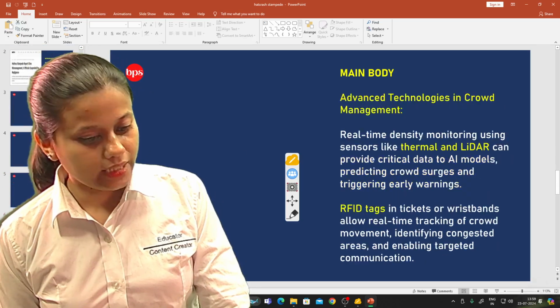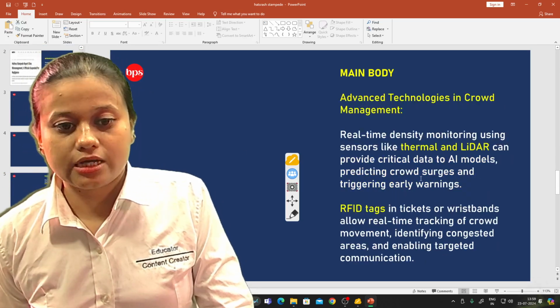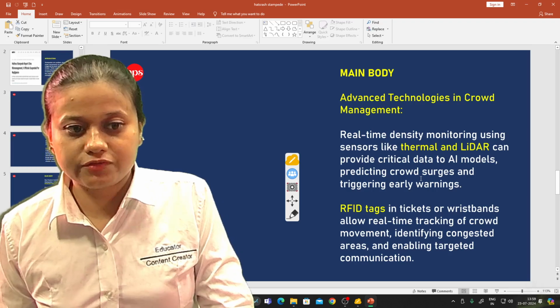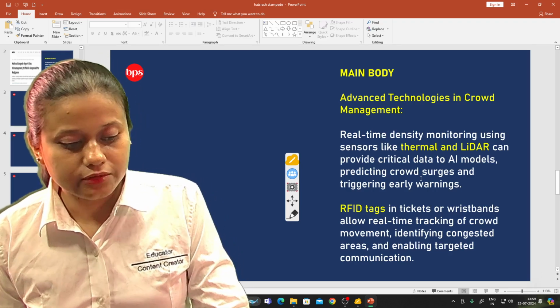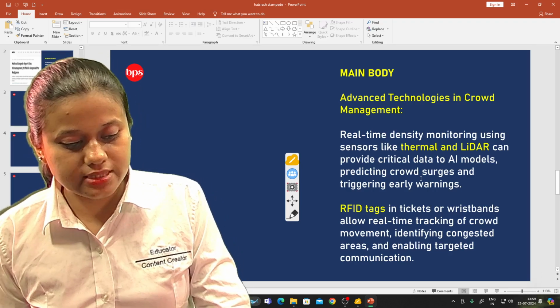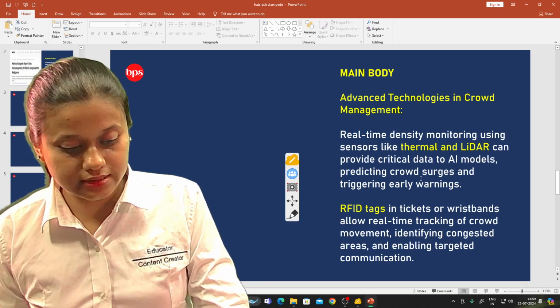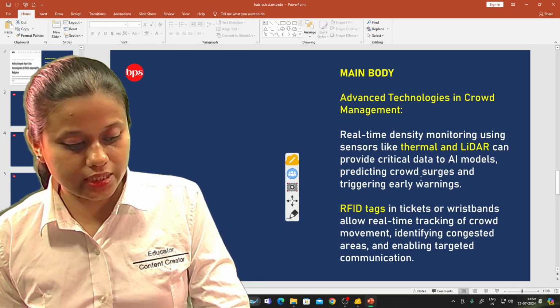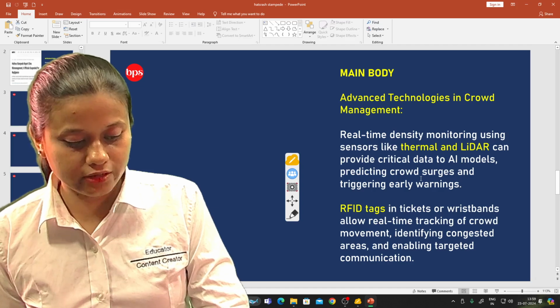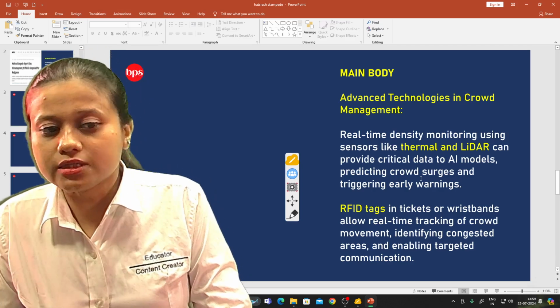Then we come to the advanced technologies in crowd management. This is another part of the question which was asked. Real-time density monitoring using sensors like thermal and Lidar can provide critical data to AI models, predicting crowd surges and triggering early warnings. Thermal warnings.